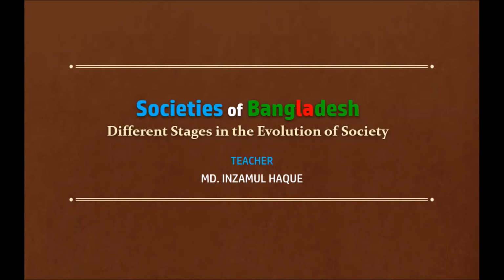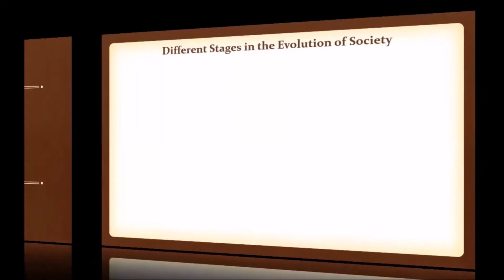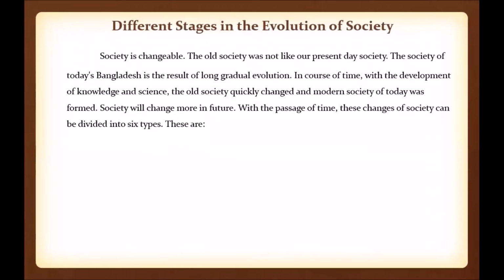Today we are going to start different stages in the evolution of society from the chapter Societies of Bangladesh. So let's get started. We all know society is always changeable. The old society was not like our present day society. The society of today's Bangladesh is the result of long gradual evolution.